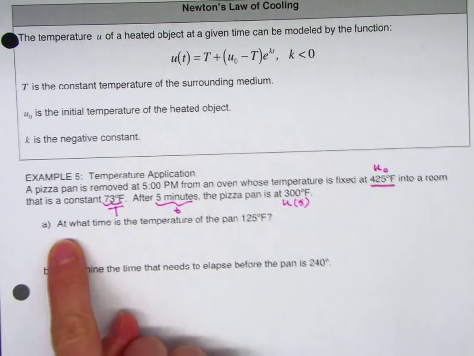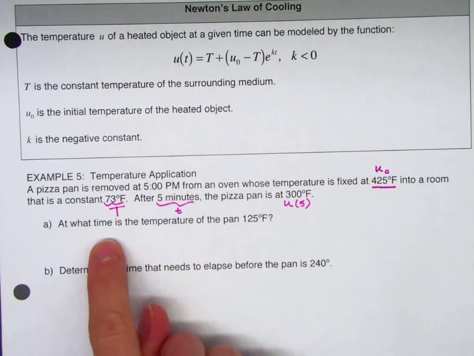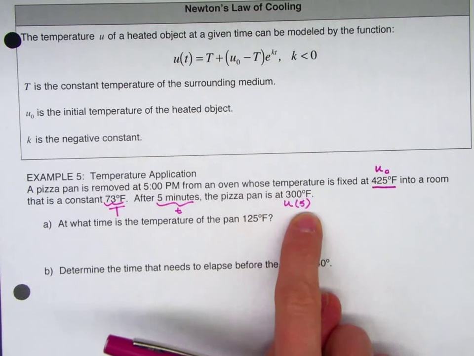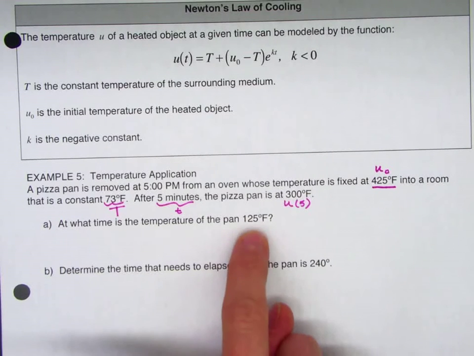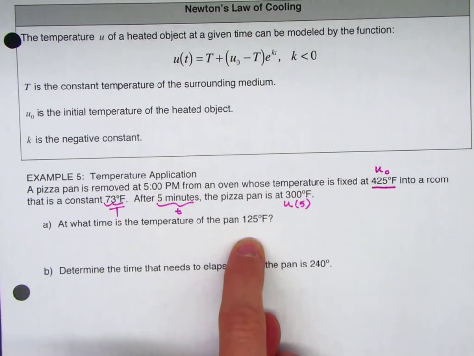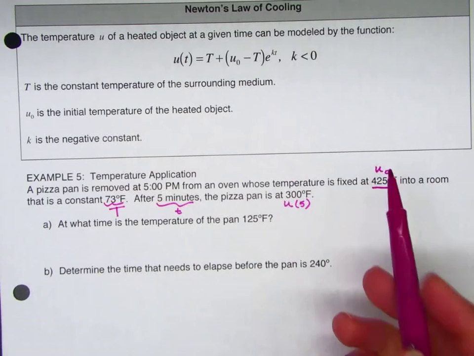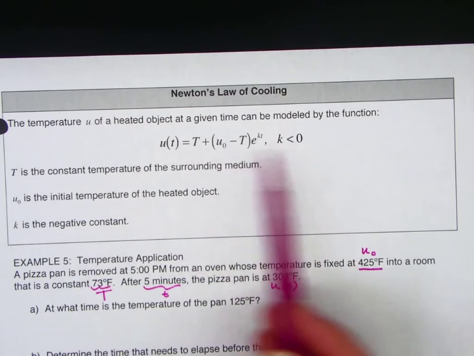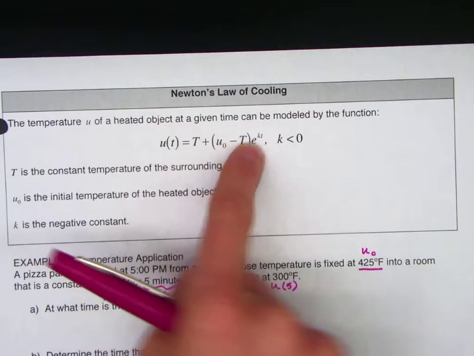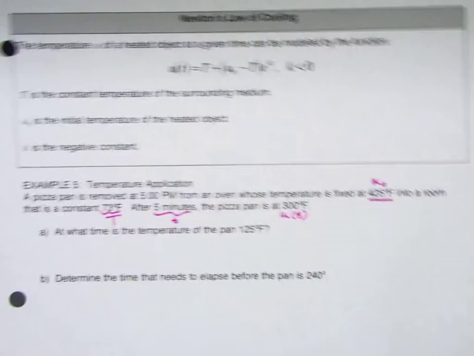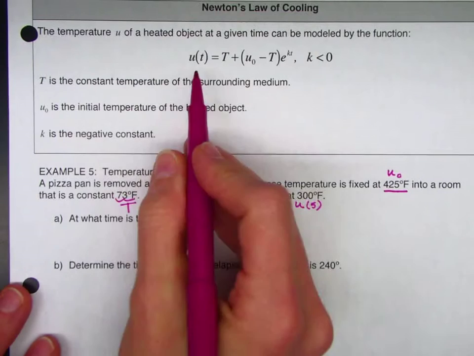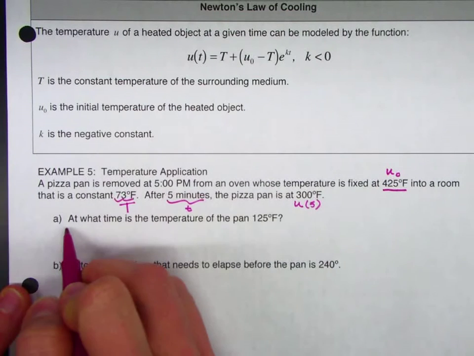Okay? But what they want to know is how long it takes to get to 125 degrees. Right? So it takes 5 minutes to get to 300. They want to find the time it takes for 125. Well, in order to get this, we first have to figure out what K is. So right now we have 1, 2, 3, 4, 5 variables, right? We don't know K, so we're going to use all this given information to find that. So again, you're going to want to write small. So U of 5 is 300.